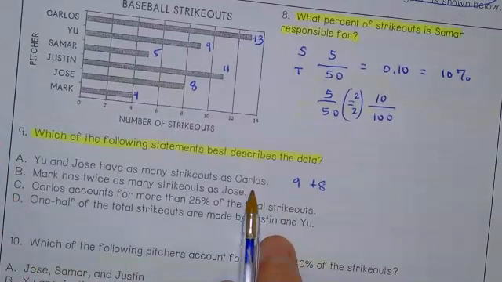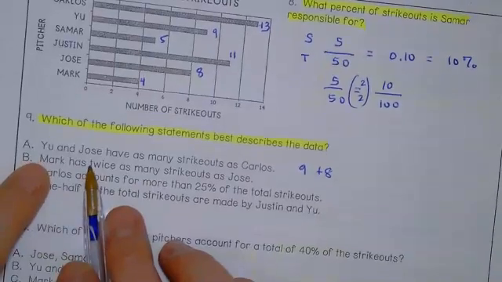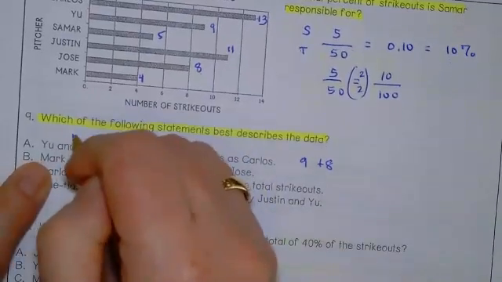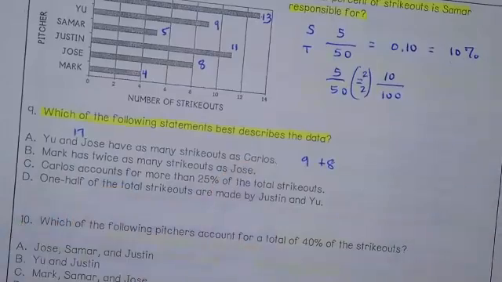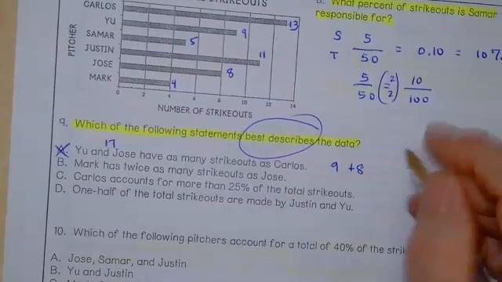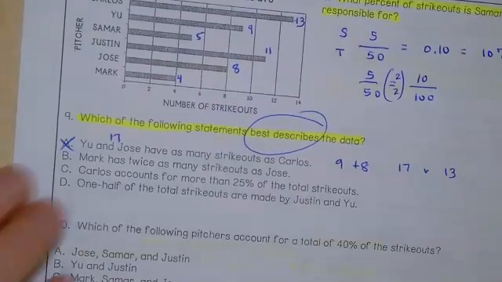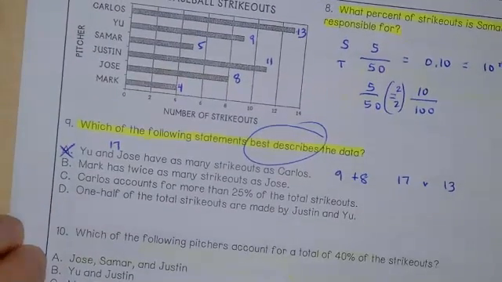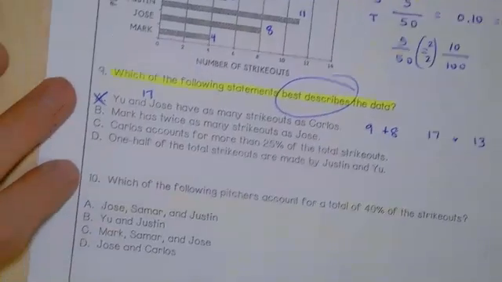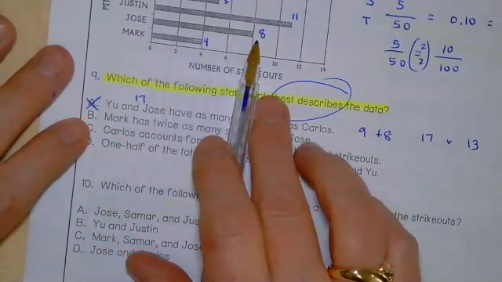Oh, yeah. 9 and 8 is not 17? Yes, it is. Okay, wait. 9 plus 8 is 17. So they have 17 and he has 13. So that's not right. But it's best described. Oh, it is best described. I hate it when they do that. Okay. So that's 17 versus 13. I'm just going to make a note, because we ran into that once before where every single statement was wrong, but it says which one's closest. Mark has twice as many as Jose. Jose has 8. What's 8 times 2?